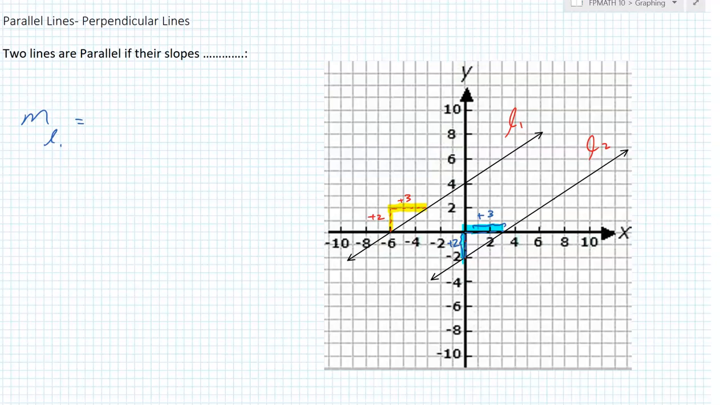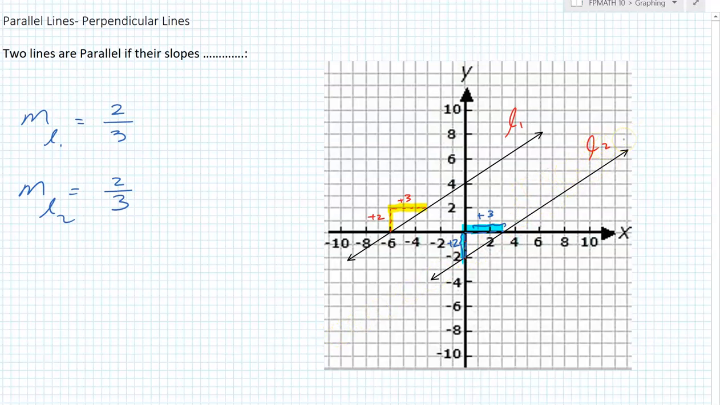So what is the slope of line 1, m subscript L1? The slope is rise over run: 2/3. What is the slope of line 2? That will give you 2/3 again. Excellent. Now if you keep doing that, you notice that the slope of each one stays at 2/3, and it doesn't matter how long the line is and how far you go, you will always have 2/3.